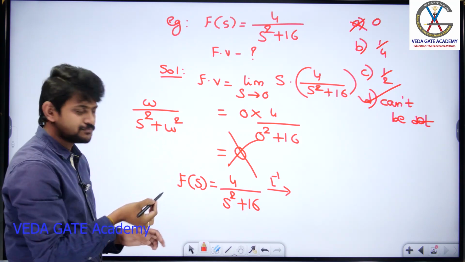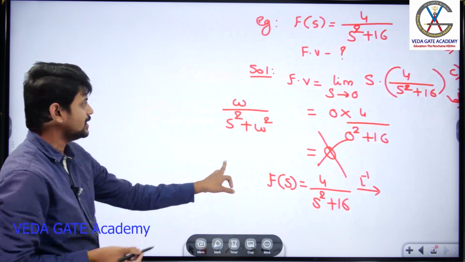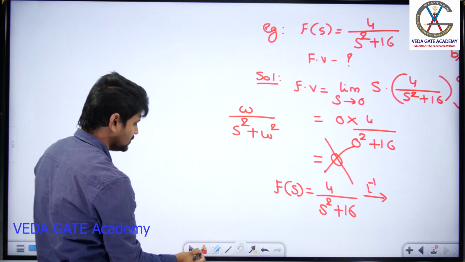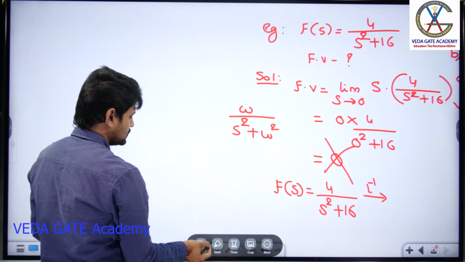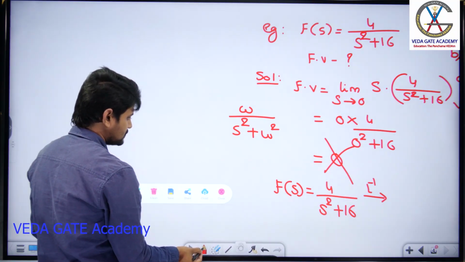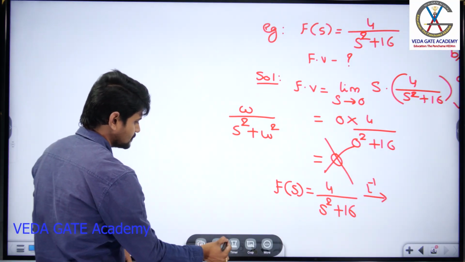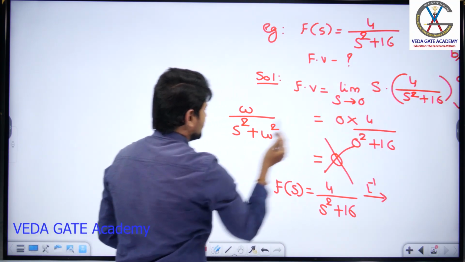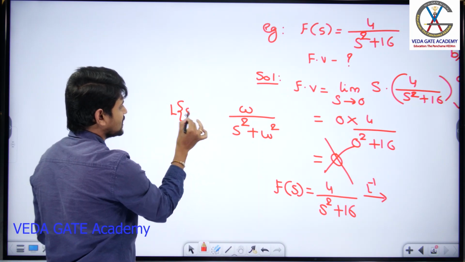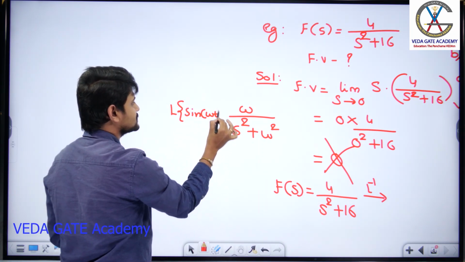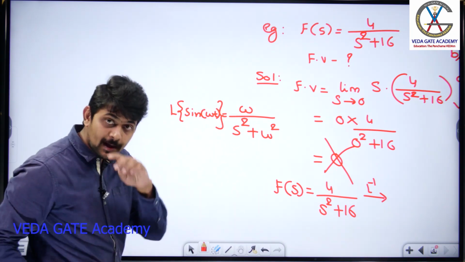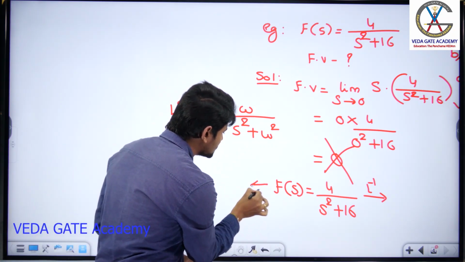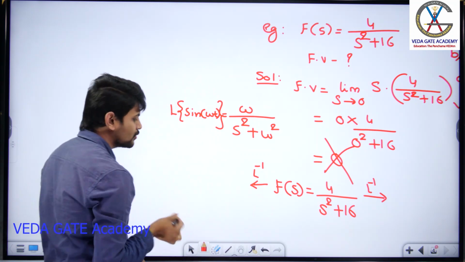What is the Laplace transform of sine omega t, guys? If you are taking Laplace transform of sine omega t, what is it? Omega divided by s square plus omega square, right? Now the same thing, if you apply inverse Laplace transform of this function, you are going to get the answer.